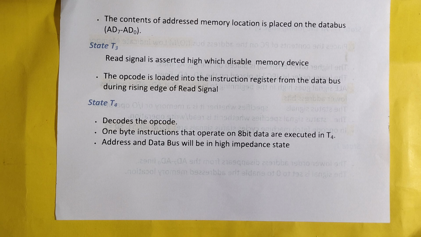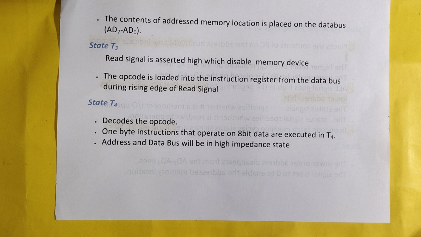In T2, the lower order address disappears from the AD0 to AD7 lines. However, A8 to A15 remain available as they were during T1. In T2, the 8085 sends the RD signal low to enable the addressed memory location. The memory device then places the content of the addressed memory location on the data bus AD0 to AD7. In T3, the 8085 loads the data from the data bus into its instruction register and sets RD to high, which disables the memory device.